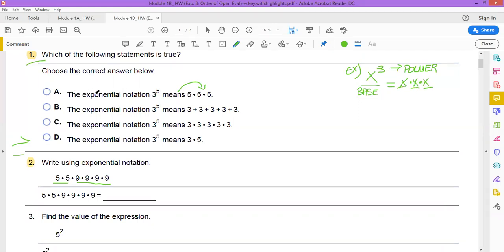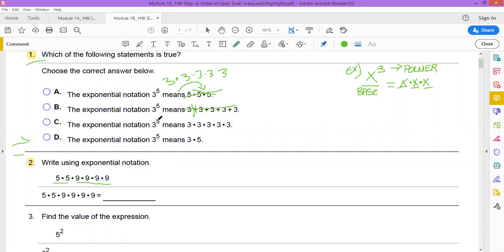Now let's look at our examples. The first one, you have 3 to the 5th power. That would mean 3, that's the base, times itself 5 times. And that's not what we see here. So this one is not correct. Letter B, 3 to the 5th power. Again, we would see 3 times itself. We should be multiplying and not adding. So letter B would not be correct. Although you have 5 3s, you're adding them instead of multiplying them.